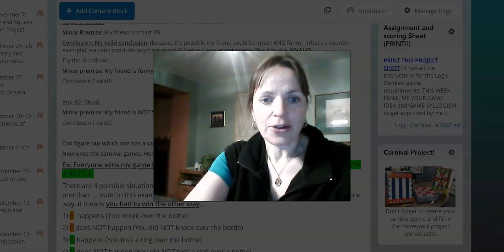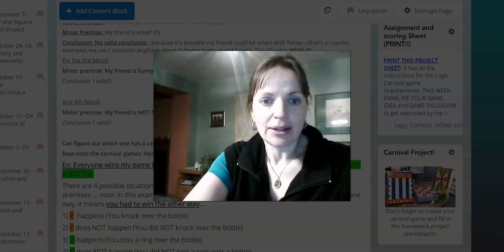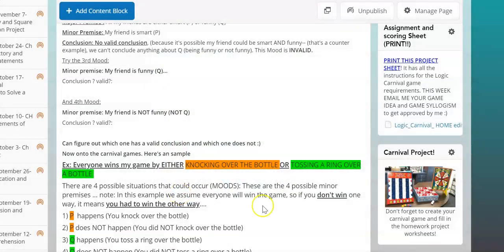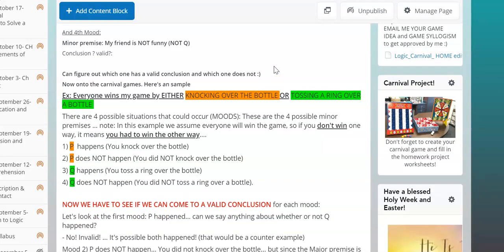And I'm just going to show you too, if we go into the logic games, now the logic carnival, how you're going to set that up. So let me just move myself off a little bit. So here, I continue in the notes on the haiku page. Basically, some people are going to be doing one of these disjunctives when they set up their carnival game. So I just gave you an example. So here's one example of a way you could do your carnival game.